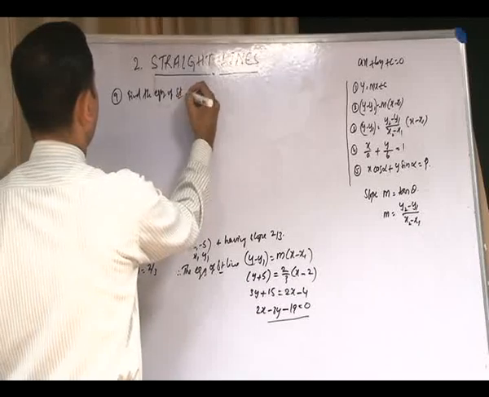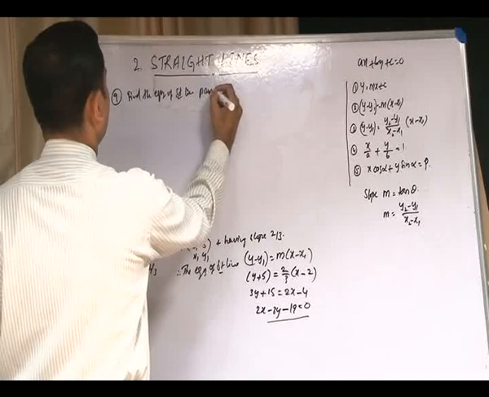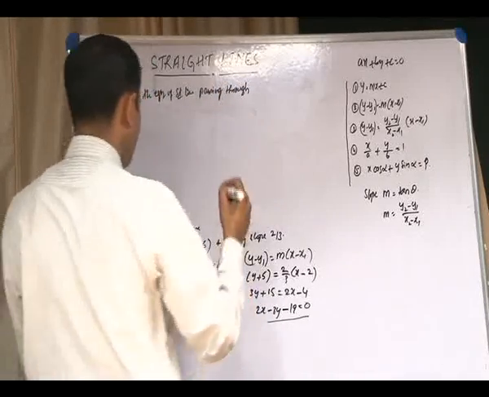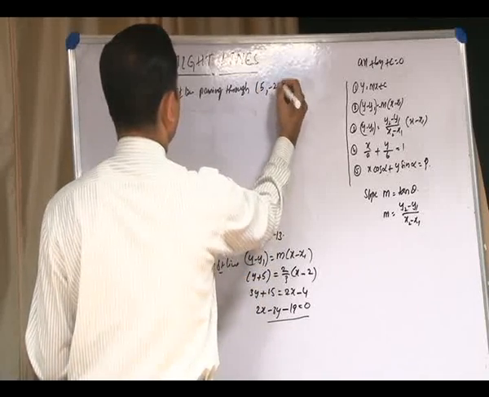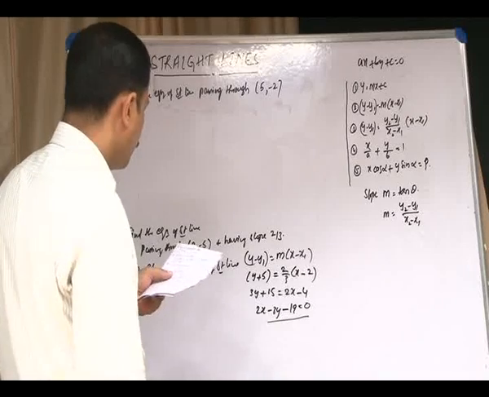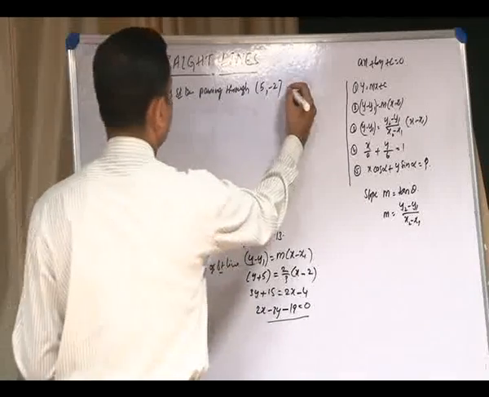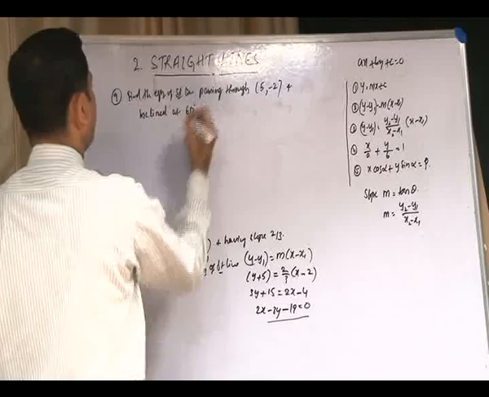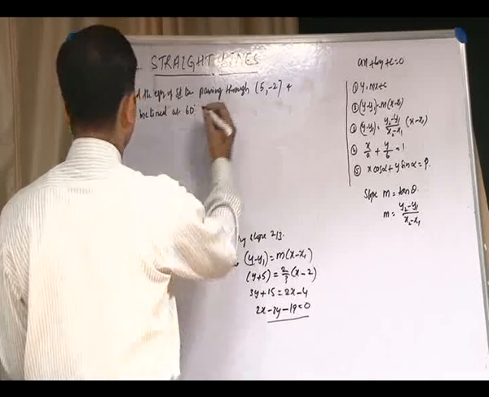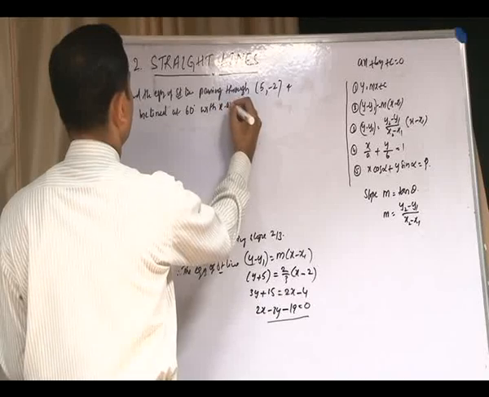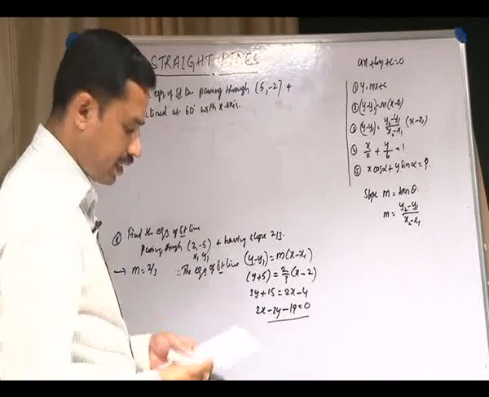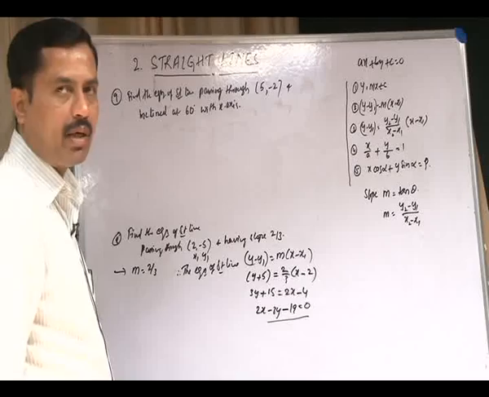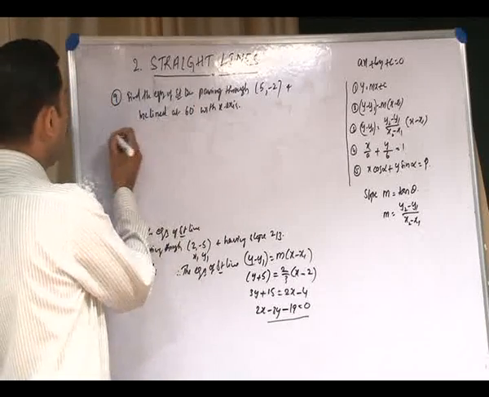Find the equation of straight line passing through 5 comma minus 2 and inclined at 60 degrees with x axis. So, to find the equation of a straight line that is passing through the point 5 comma minus 2 and inclined at 60 degrees with x axis.